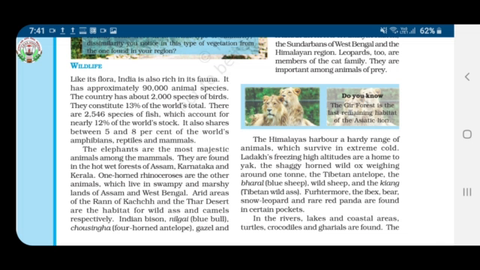None other than India has both tigers and lions. Gir forest in Gujarat is the only natural habitat of the Indian lion. Tigers are found in the forests of Madhya Pradesh, the Sundarbans of West Bengal and the Himalayan region. Leopards are also of the cat family. They are also animals of prey.